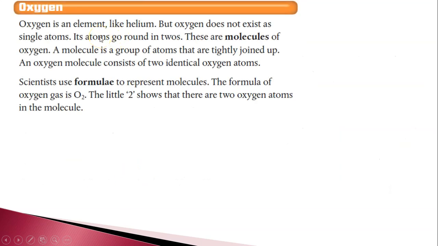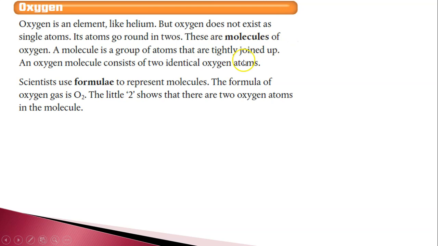Oxygen is also an element like helium, but oxygen does not exist as a single atom. Oxygen has a brother. Oxygen doesn't travel alone everywhere. Whenever it goes somewhere, oxygen always exists with its twin brother. Think of oxygen as a person with an identical twin brother. Its atoms go round in twos.